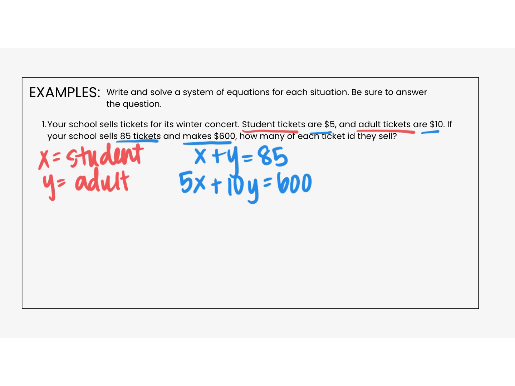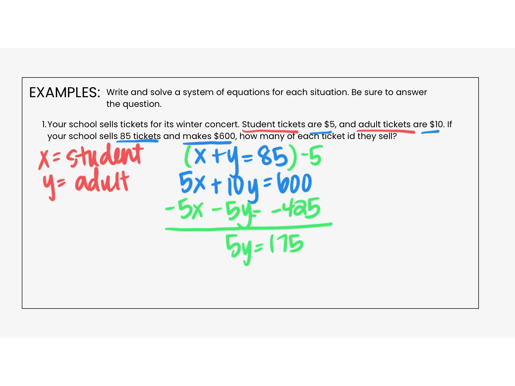You could do either method here. I'm just going to take this first equation and multiply by -5 so that I can use elimination with my x's. So I get -5x minus 5y equals -425. And I'm going to just add those two together. So my x's make 0. Then I get positive 5y equals 175.